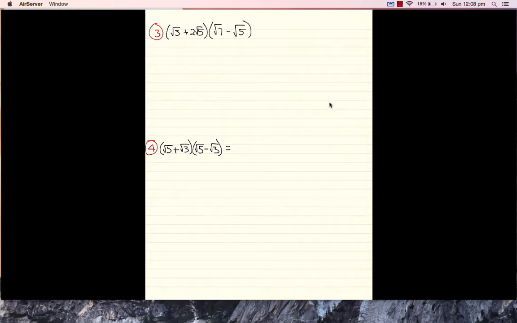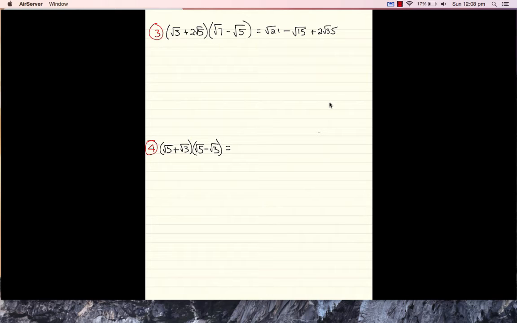Okay, so here's a binomial expansion for you. You can still use your FOIL technique, okay? First, the outside, the inside, and the last. So root 3 times root 7, well, that's root 21. Then we look at the outside terms, so we've got root 3 times negative root 5, so that is negative root 15. Then we look at the inside, so 2 root 5 times root 7, so that is 2 root 35. And then we've got 2 root 5 times negative root 5.